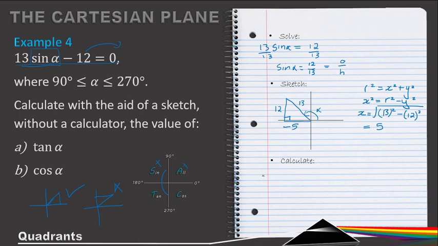So now finally to calculate, a is tan alpha, and tan is opposite over adjacent. So opposite is 12 and adjacent is minus 5. Then b is cos alpha, which is adjacent over hypotenuse. So cos alpha is negative 5 over 13.